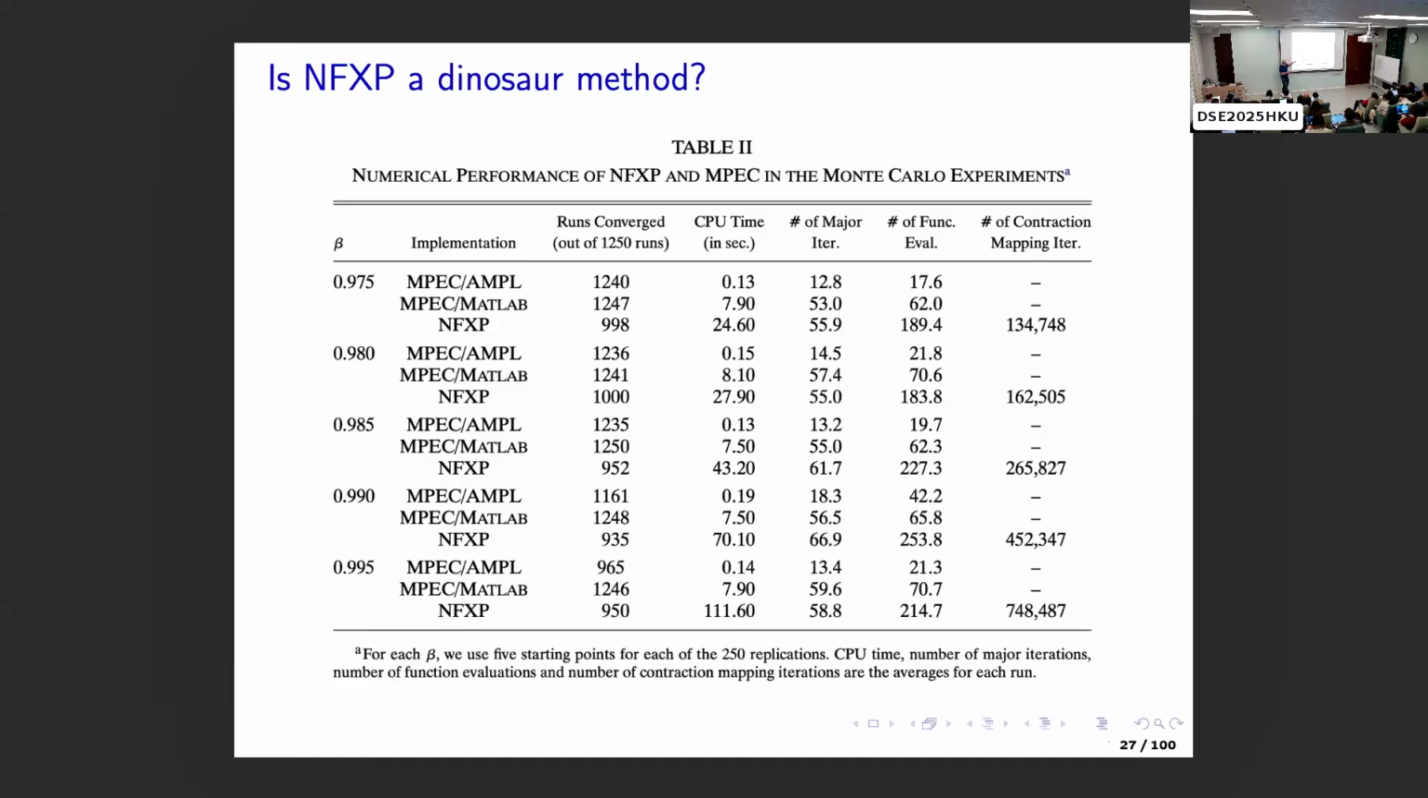As you increase the discount factor, we get to 748,000 successive approximations. That's how many times you need to evaluate the Bellman operator. That's pretty time-consuming, and it takes more than 2 minutes. And then it's sick. Okay, holy cow, am I ever going to use NFXP again?